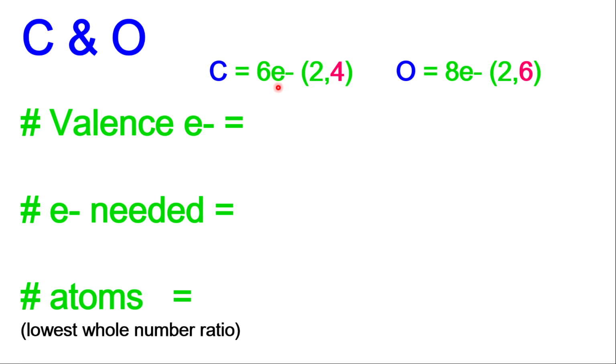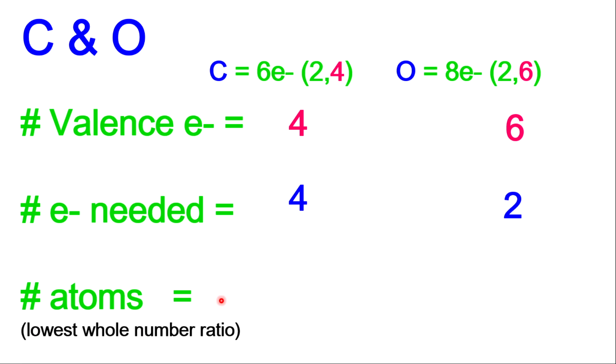Carbon has 6 electrons. Therefore, the electron configuration is 2 and 4. Oxygen has 8. Therefore, the electron configuration is 2 and 6. So the number of valence electrons for carbon is 4. That of oxygen is 6. The number of electrons needed by carbon to complete the octet will be 4. The number of electrons needed by oxygen to complete the octet will be 2. Because remember, you're working to achieve 8.